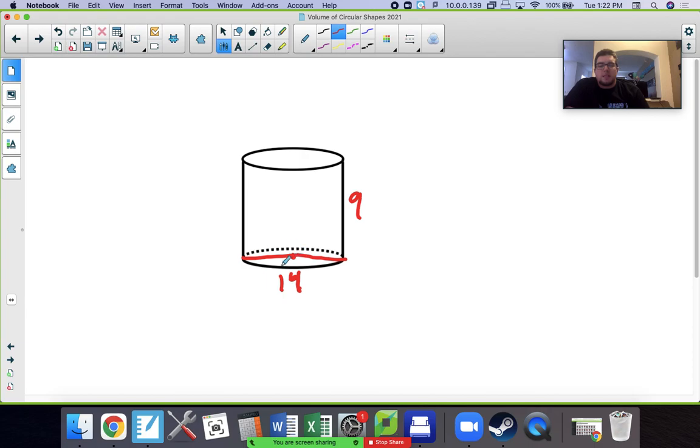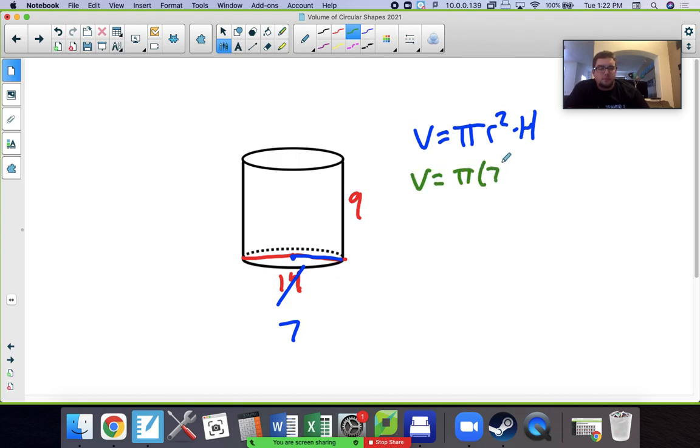So they've given us the diameter of the circle. We don't want diameter, we want radius, so half of it. So we're going to take half this number, plug it into our formula. So we take 7 squared, so it's 7 times 7 times 9. Grab our calculator. We get 441 pi units cubed for volume.